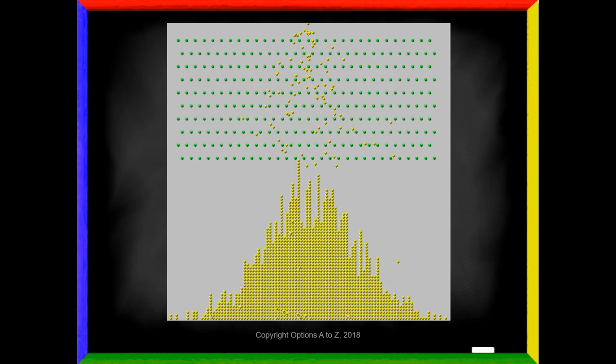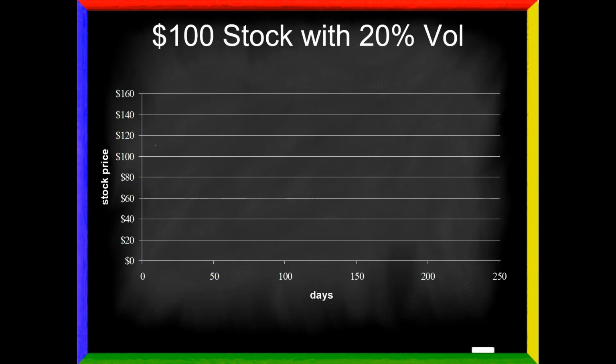Well, good question. Here's a stock price model that I built in Excel, and we're going to create a $100 stock. I'm going to inject it with 20% volatility, and I'm going to turn it loose for 250 days, which is roughly the number of trading days in a year. So we're going to let it go, and there's one possible path that the stock could take.